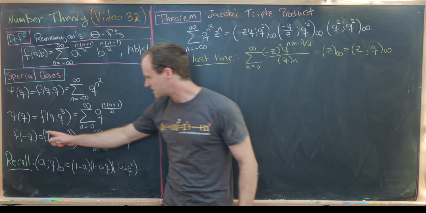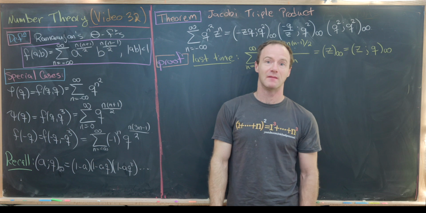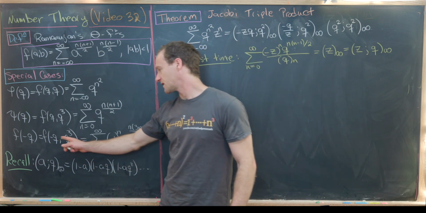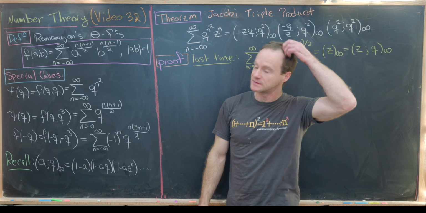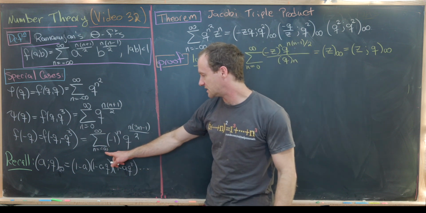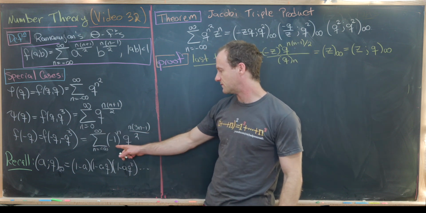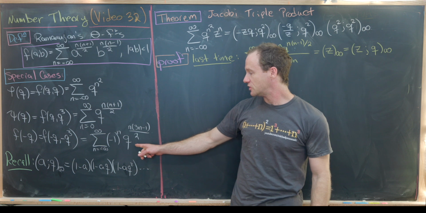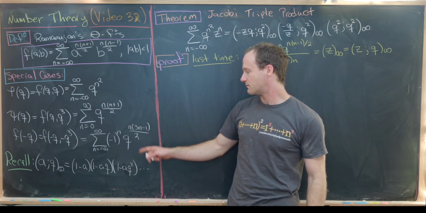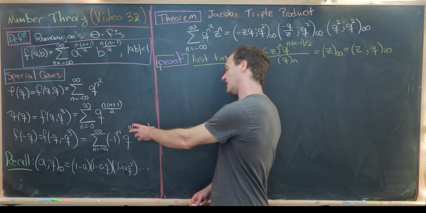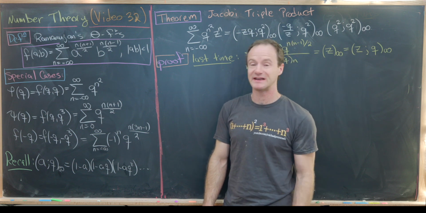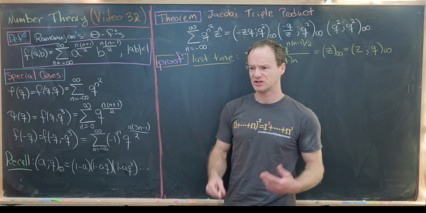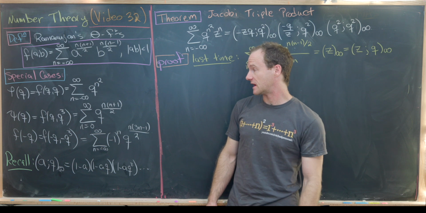And there's finally this one which is generally called f of minus q, but that's really f of minus q comma minus q cubed. And that turns into the sum as n goes from minus infinity to infinity of minus 1 to the n, q to the n times (3n minus 1) over 2. And this n times (3n minus 1) over 2 is called a generalized pentagonal number. And that'll actually lead into our big result for the day.